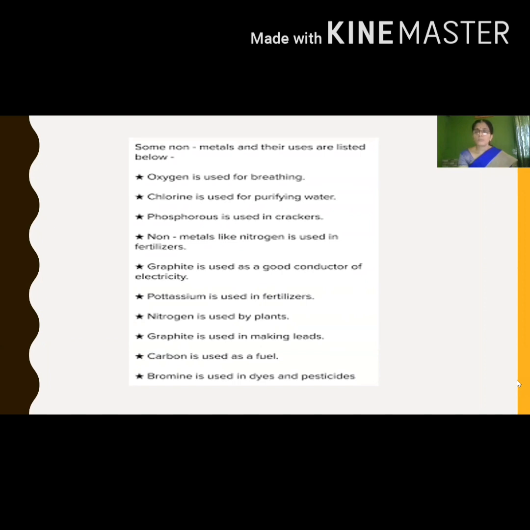Graphite, even though it is a non-metal, is used as a good conductor of electricity. That is, it is used in cells. And potassium is used as fertilizer, and graphite is used in making leads. Carbon is used as fuel, and bromine is used in dyes and pesticides. So these are some non-metals and their uses. It is also very, very important. Uses of metals, the same way you can write. So uses of metals and non-metals in this chapter are very, very important.